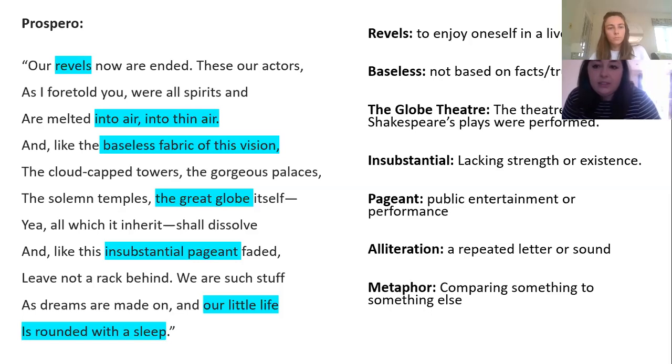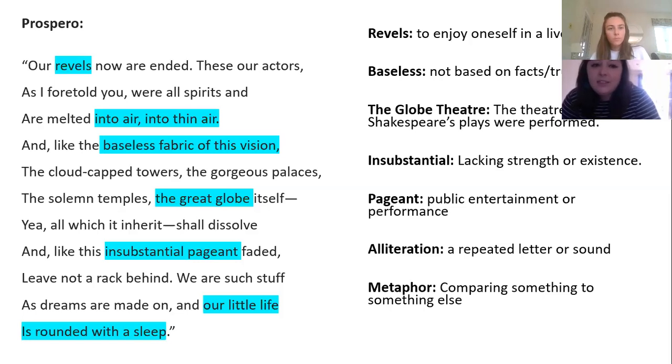So this speech is interesting as well because some people have said that it's quite self-aware. It's almost like he knows that he's in a play. And some people say that it's actually Shakespeare talking through Prospero, because The Tempest was one of the last plays that he wrote. So it's like Shakespeare's career coming to an end, which is an interesting point, I suppose.